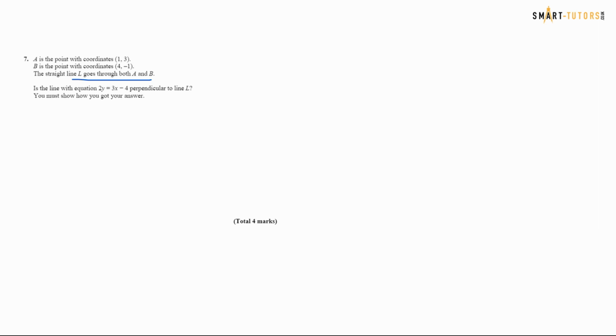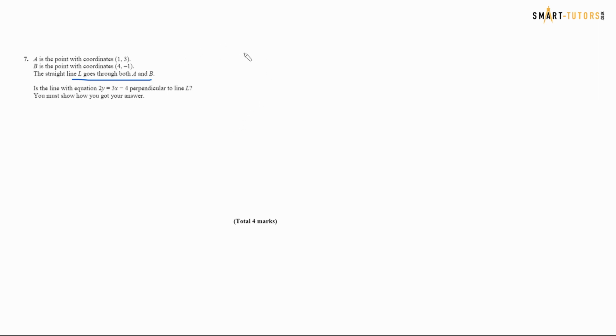Question number 7. A is the point with the coordinates 1, 3. B is the point with coordinate 4, -1. The straight line L is going through A and B. Is the line with the equation 2y equal 3x minus 4 perpendicular to the line L? So that's the question. We need to say yes or no and justify the answer by showing the working.